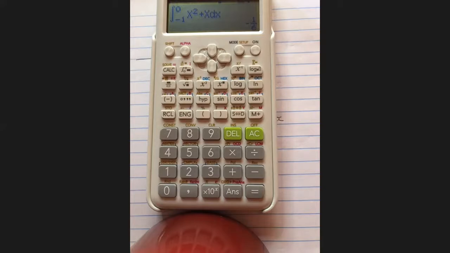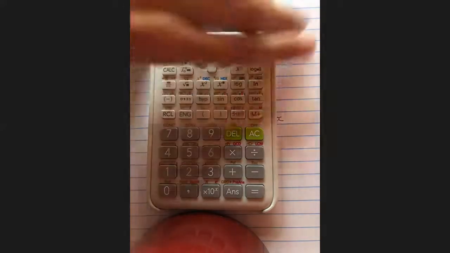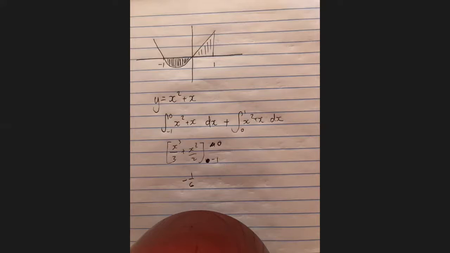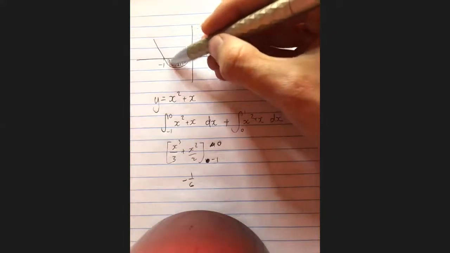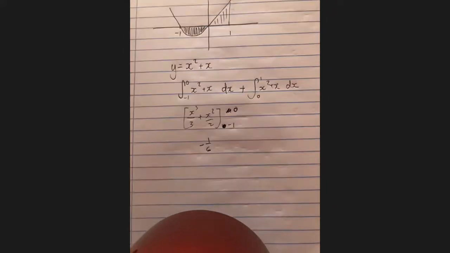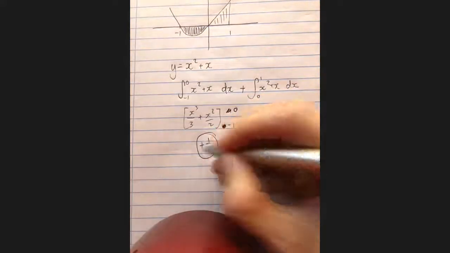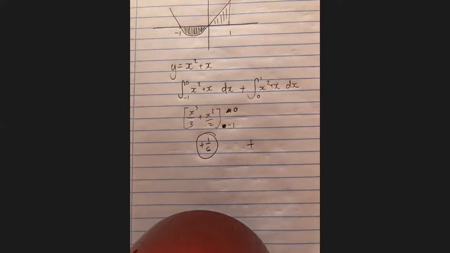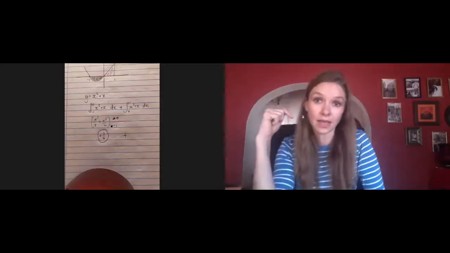I am getting a -1/6. So that's great if you get -1/6. But now I said, if you want area, the only reason why this area is negative is because it's underneath the x-axis. So you need to manually make this positive, and then you add your next area. So that is quite a tricky part, knowing what to do with areas under the x-axis.